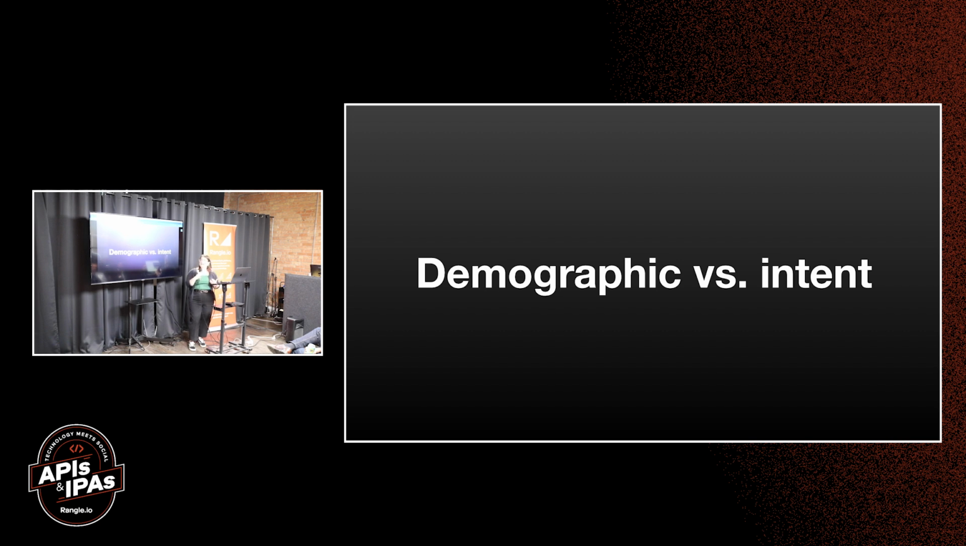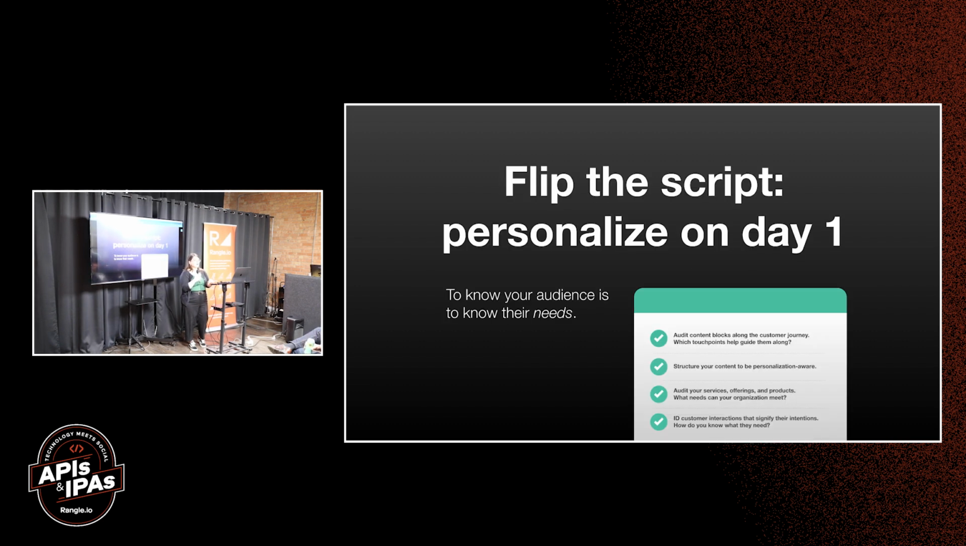When you think about their intent, you think more about what's relevant to them. You maybe increase conversion because you're actually thinking about what they need in the moment, and you're meeting their needs. It's a bit of a more nuanced approach, and the implementation can start early. It can start at the very beginning, and you can integrate personalization within your content strategy. So we want to flip the script a little bit. We want to think about it on day one. To know your audience is to know their needs.